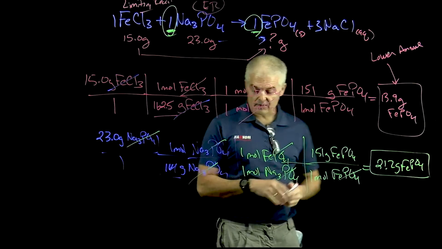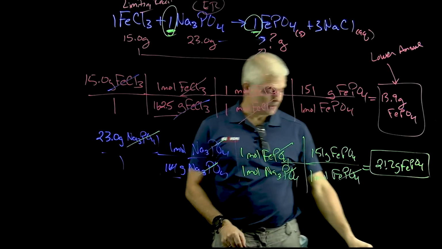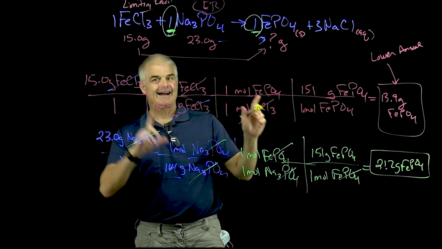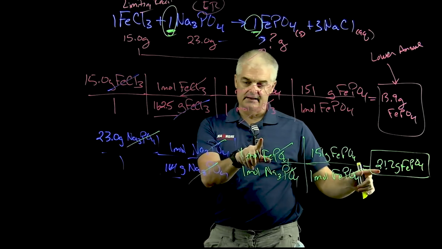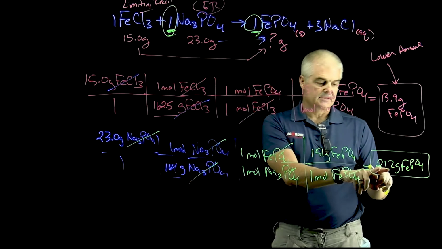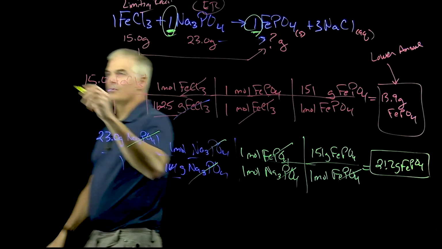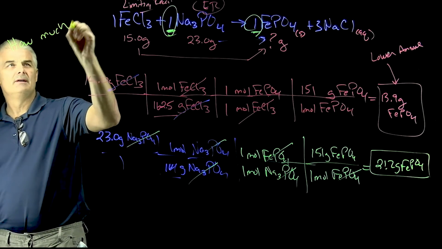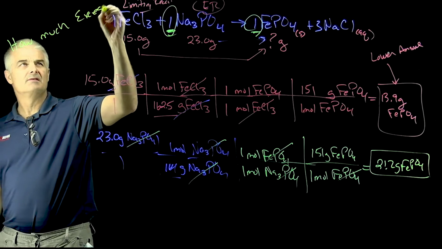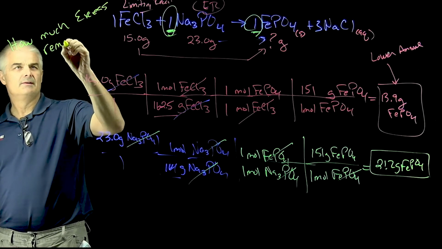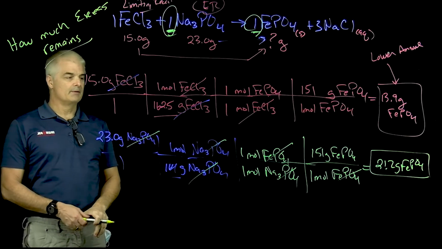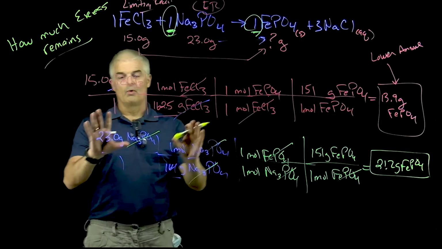Now there's still one question that's often asked, and we're going to go there. Oftentimes the question is, how much of the excess reactant is left over? So let's jot that question down. Another question you're going to ask is, how much excess remains? And guess what you get to do? Another stoichiometric line. So let's do one more. Now watch how I do this.